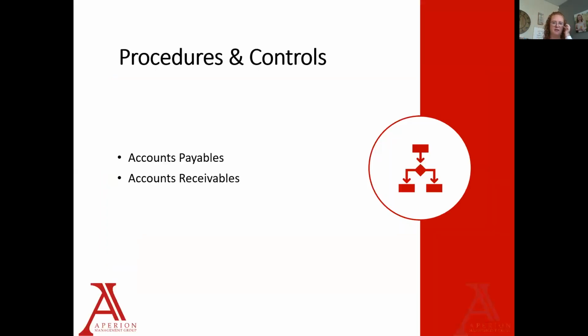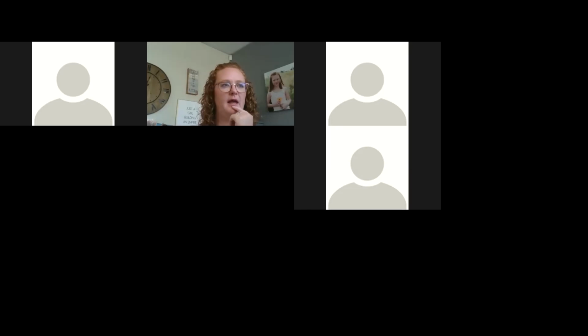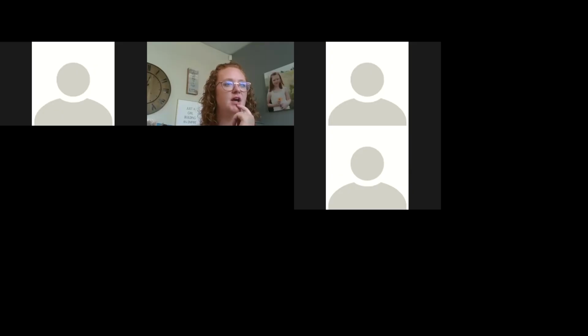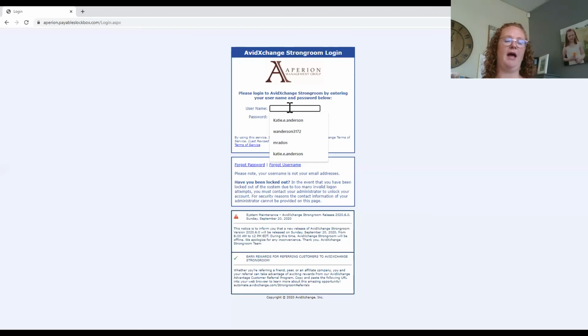So a couple of policies are good to understand, and I'm actually going to stop sharing my screen quickly. Since we have the benefit of being on a virtual call today, I'm going to give you a quick peek of what our accounts payable system looks like, so that you can have an idea as a board member what you can look at, and what the protocols are if you would like to have access into the accounts payable.